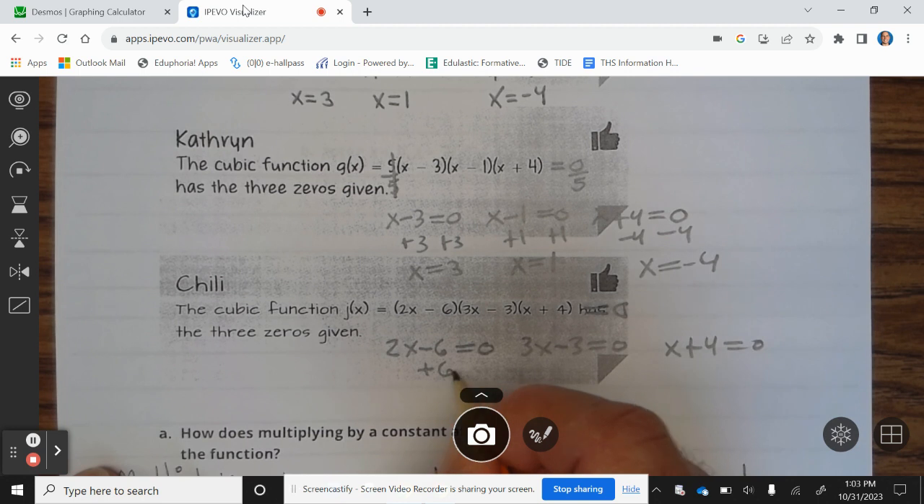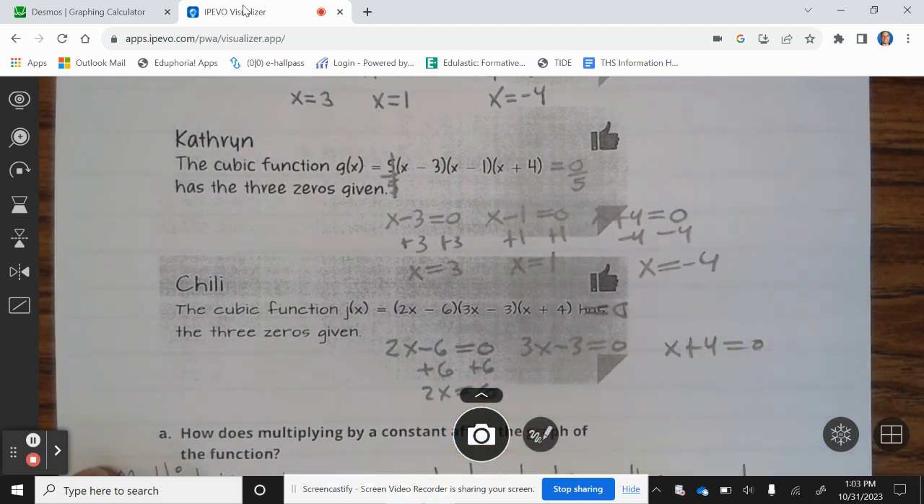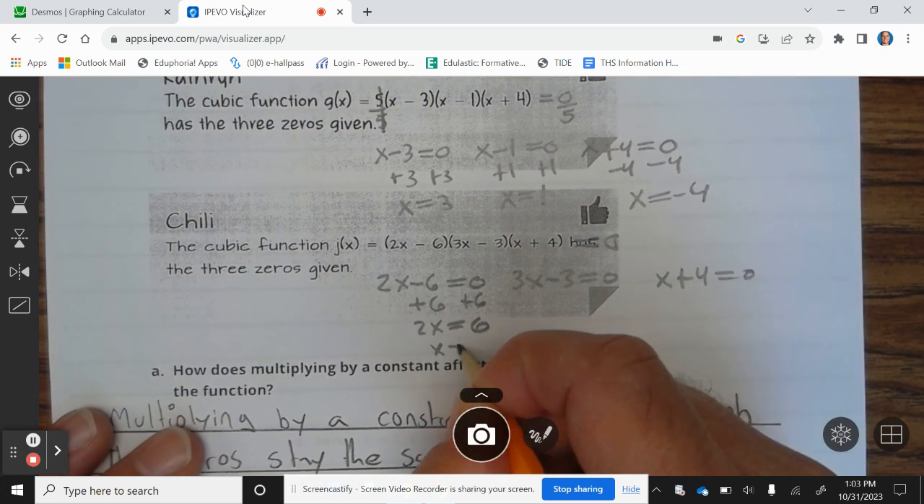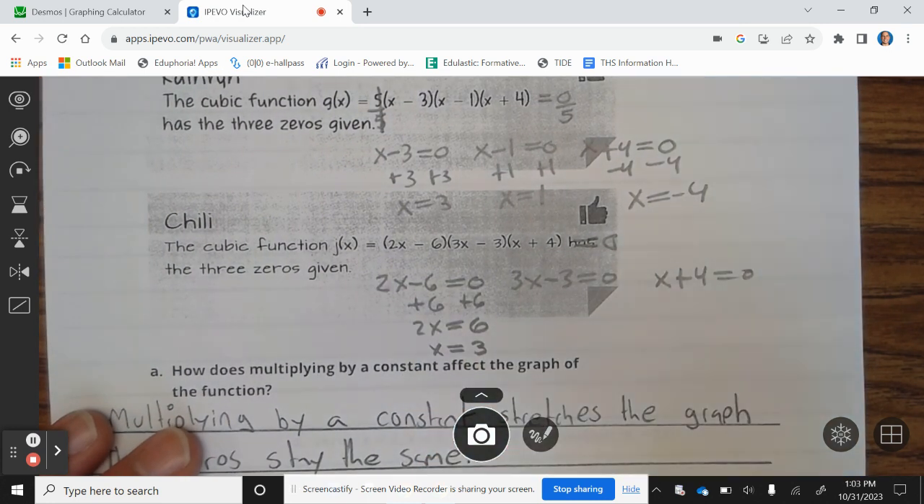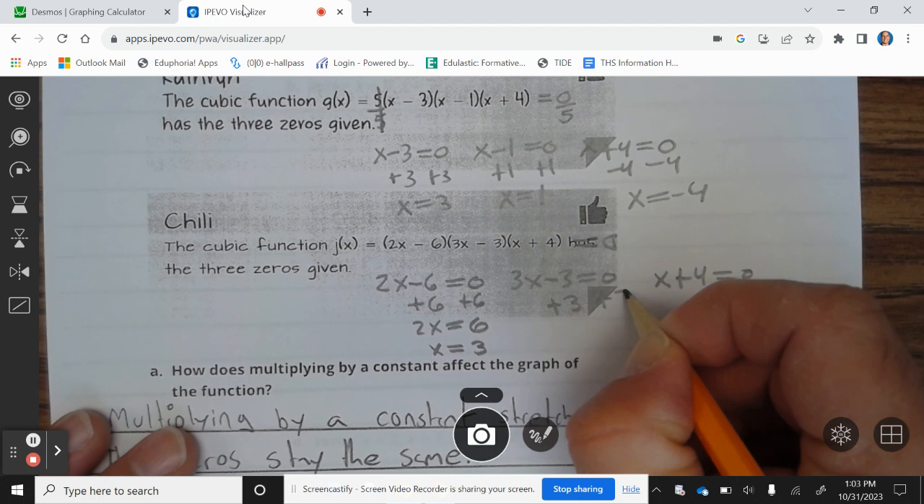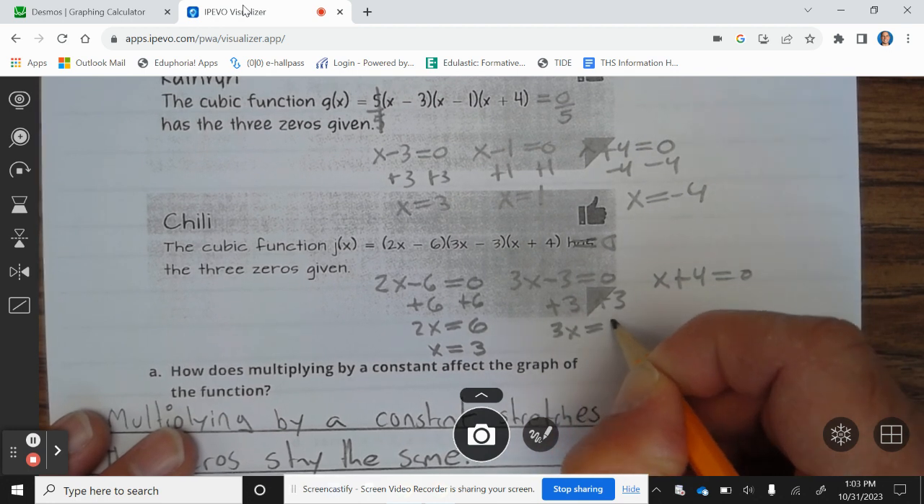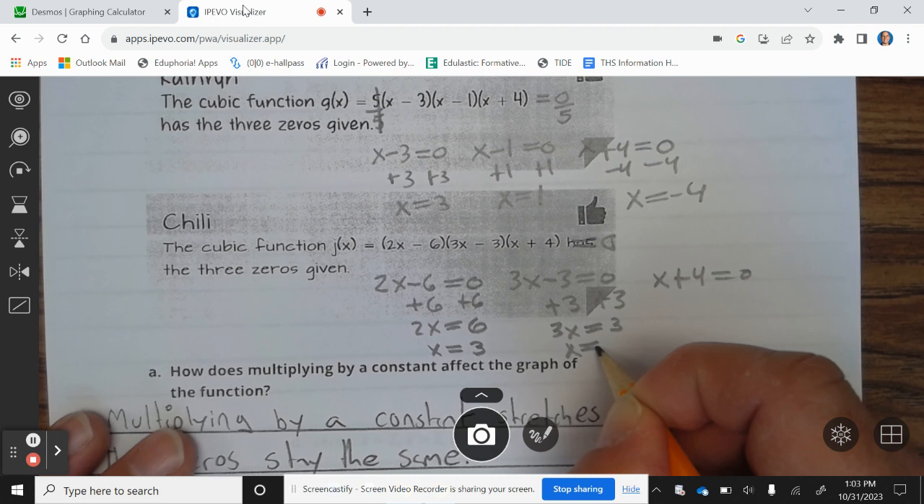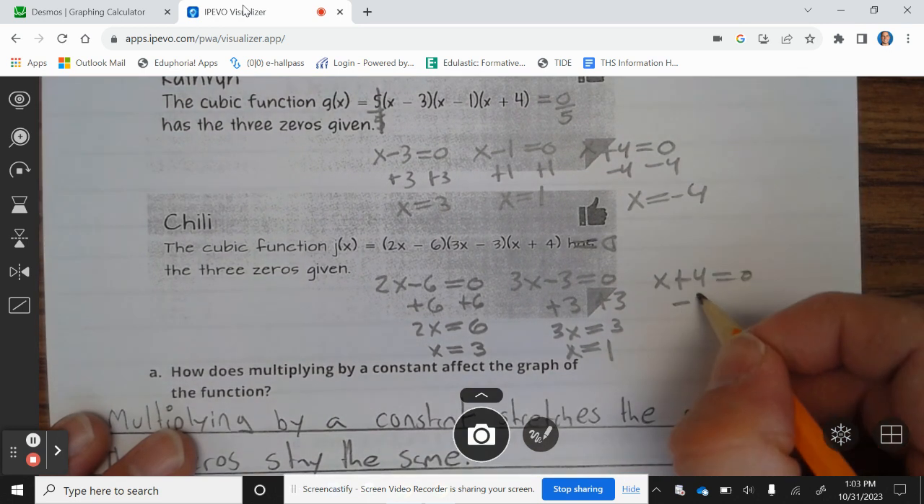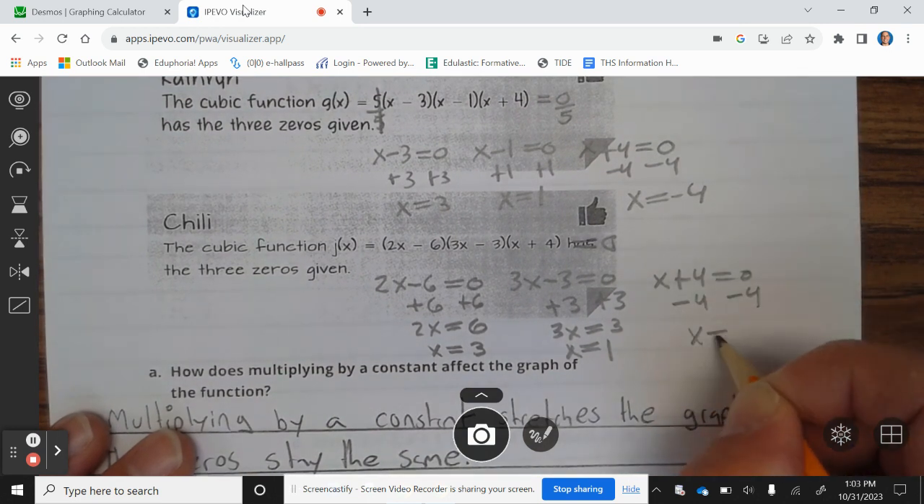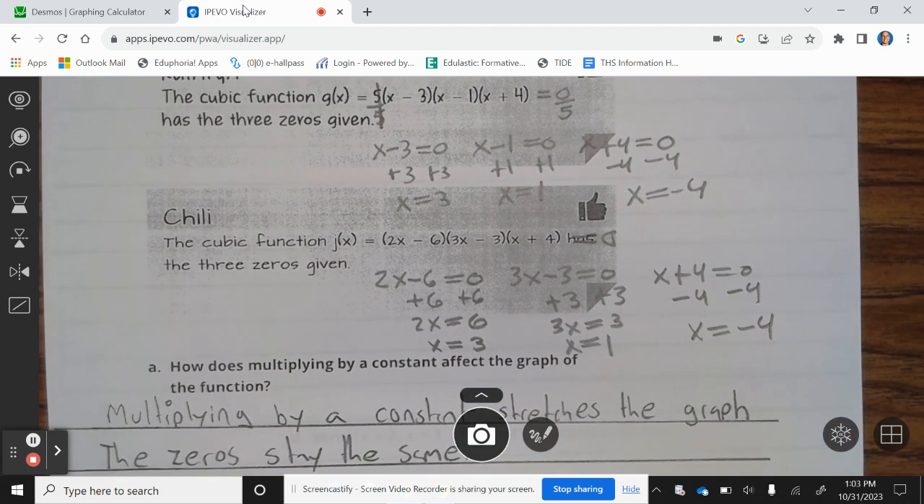So we're going to add 6 to both sides. You get 2x equals 6. Divide both sides by 2, x equals 3. Here you add 3 to both sides. You get 3x equals 3. So x equals 1. And subtract 4 from both sides, x equals negative 4.